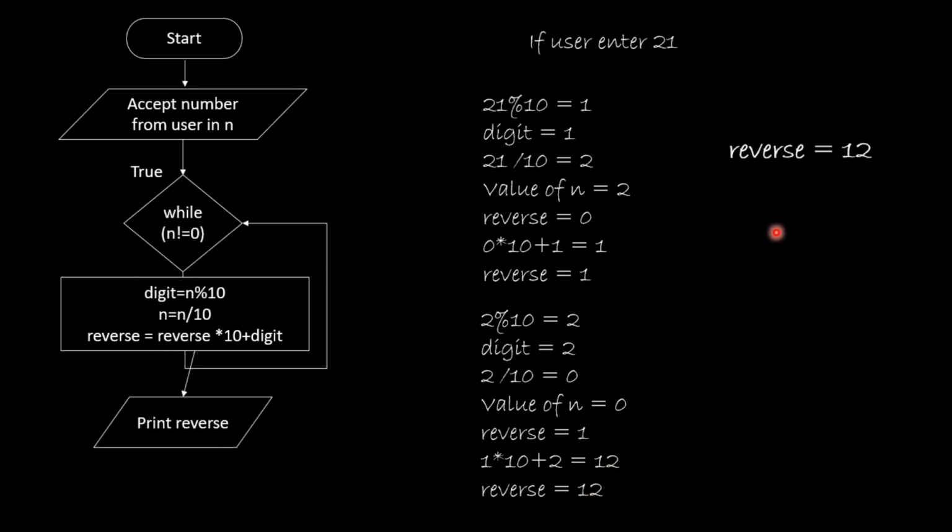Now what is the user entered number? 21. And if we reverse this number, it will be 12. 1, 2. Now the output will be 12 and the program will stop.